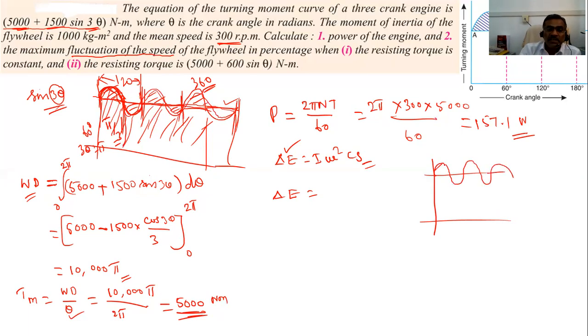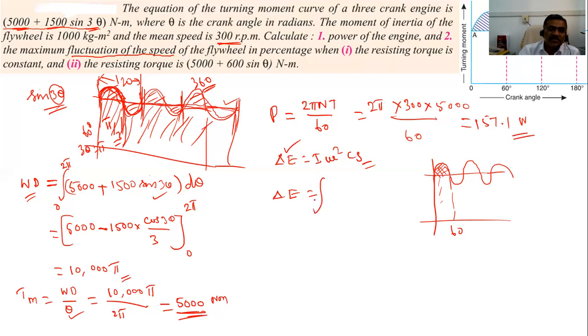Here, if you want to find this area, what you have to do? Integrate this curve over the angle theta. This is 60 degree, no? Theta to 60 will give the total area. This area also will be included, but we don't want this area. We want only this area. Then you have to put minus T mean.